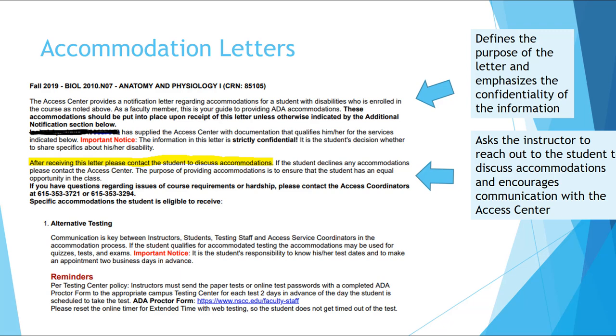When the student completes their application and interview and provides medical documentation to the Access Center, once they are approved for accommodations, we send out this letter. This letter acts as a communication by the student. So the next step is for the instructor to reach out to the student to discuss how these accommodations will be implemented in the specific class.